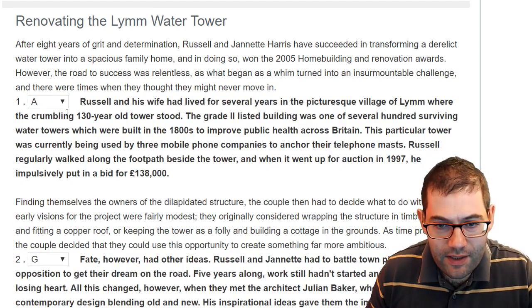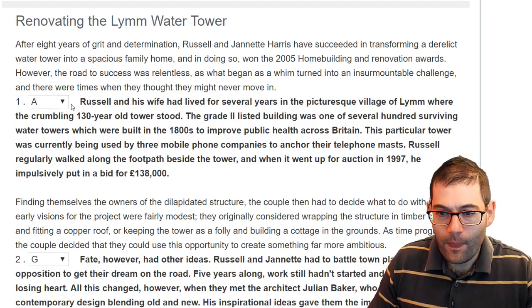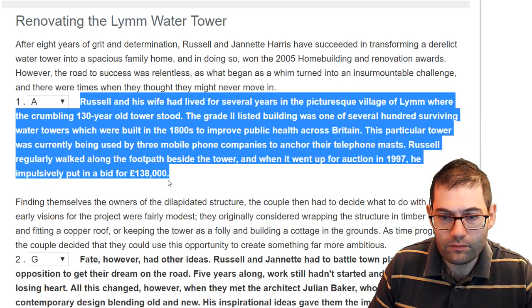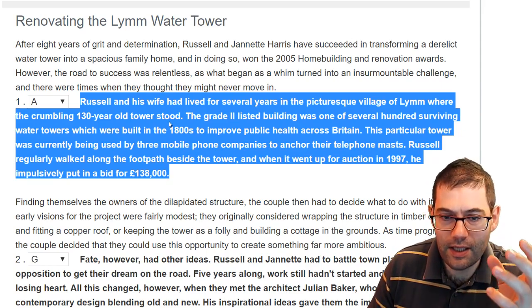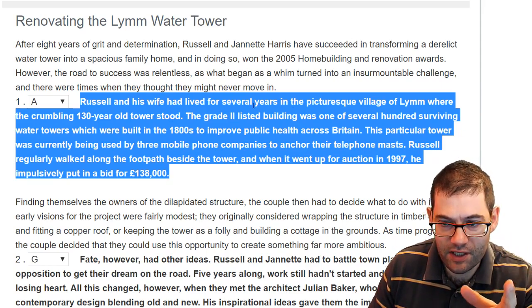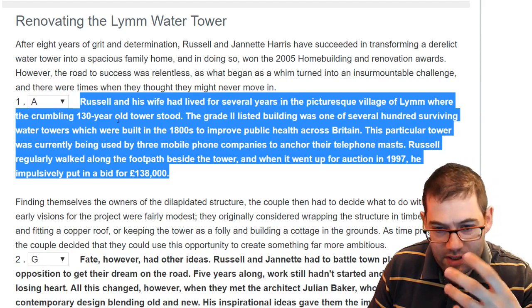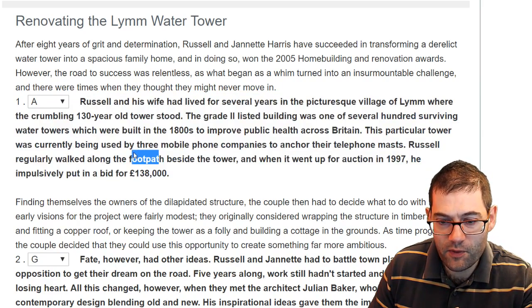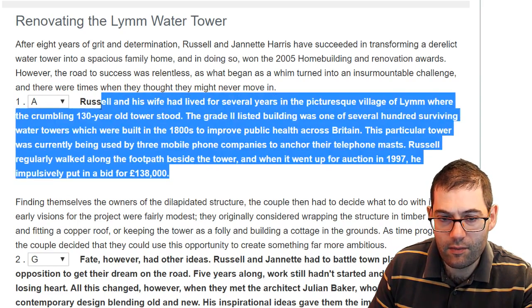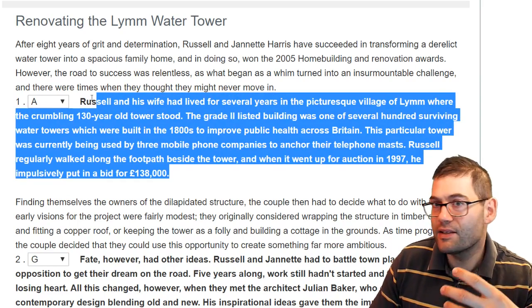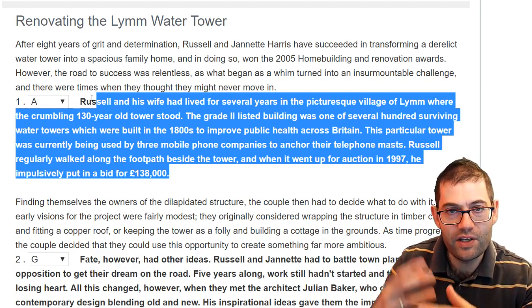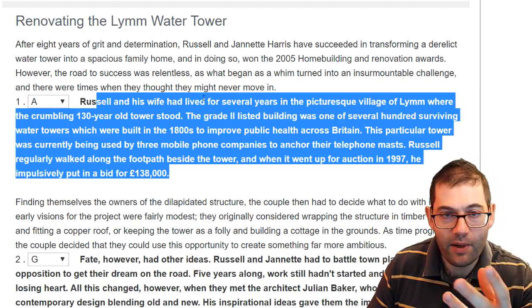So, the answer to number 1 is A, and this paragraph talks about the fact that Russell and his wife lived in an area in which the tower stood. He regularly walked around the footpath to the tower. So this talks about the reasons, or perhaps gives us a little bit more background context between Russell, his wife, and the reasons for buying the tower.